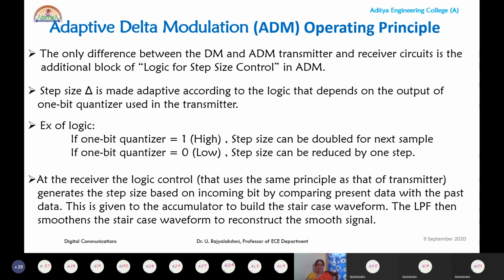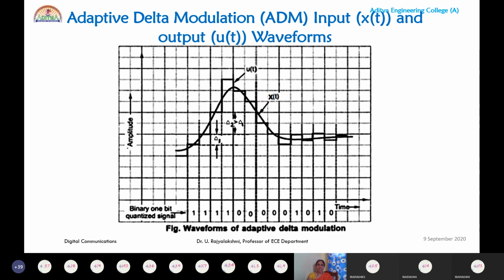Everything other than the logic for step size control, the circuit of adaptive delta modulation, is the same as that of the DM circuit or linear DM circuit, except for another circuit added from the output of the 1-bit quantizer back to the input, which is called the logic for step size control. It is added both in the transmitter section and the ADM receiver section. Now you can see the waveform here.